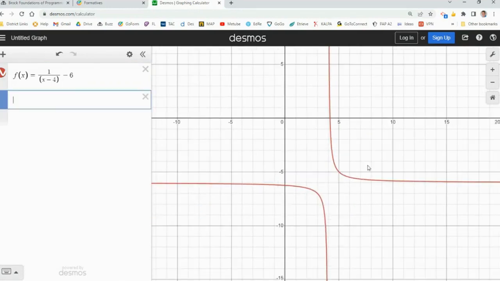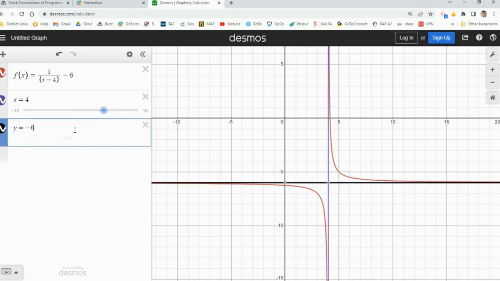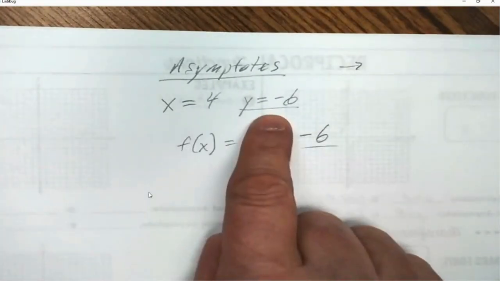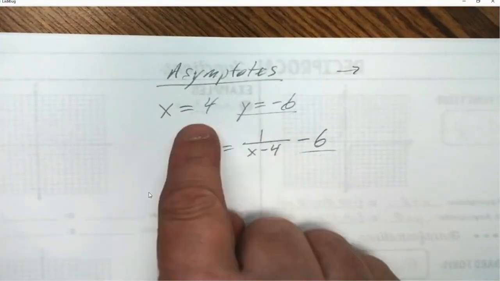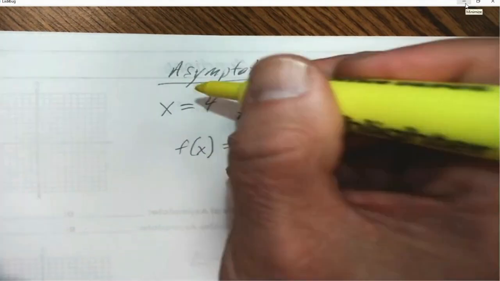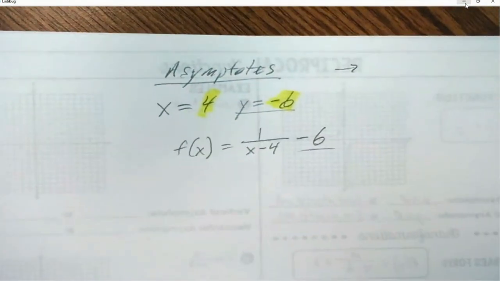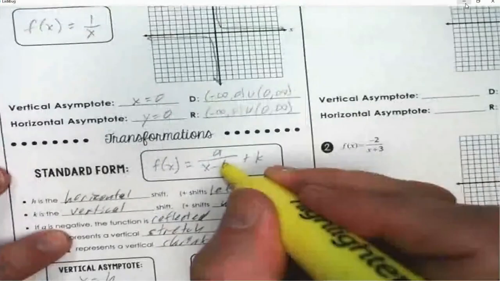Okay, what asymptotes do we see here? There's an asymptote at x equals 4. And there's an asymptote at y equals negative 6. There's the two asymptotes. X equals 4, y equals negative 6. What were we supposed to write? X equals 4, y equals negative 6. So that equation is correct because it does have those two asymptotes. And that's what we were asked to do. Here's the asymptotes, give me an equation. So this is the h, that is the k. Just put them into the equation right where the h and the k go.